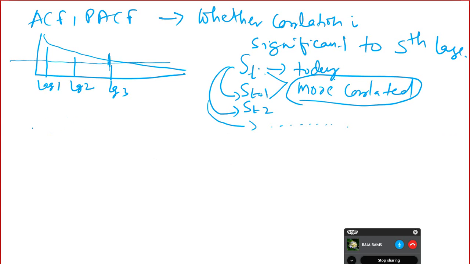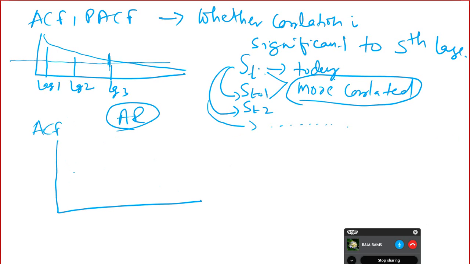So let's plot the ACF, and we are plotting it for the AR model. For the AR model, this is lag 1. This is the autocorrelation function, the autocorrelation value. Lag 1, then lag 2, lag 3, lag 4 and so on. When we see the ACF gradually coming down, we know that this is the AR.